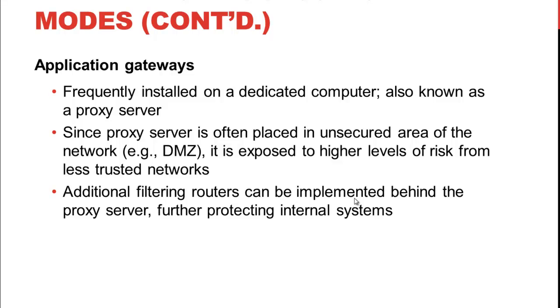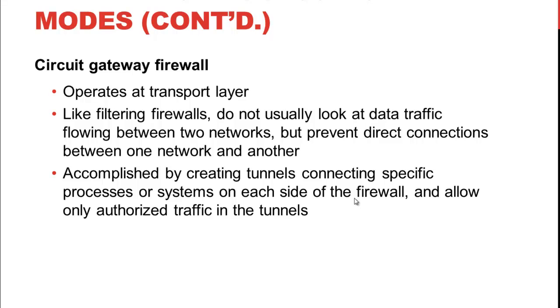You typically see this in organizations when they want to provide web access to their internal clients, and rather than having all the internal IP addresses bouncing out to the internet, they'll use some sort of proxy or application gateway as a buffer between the internal IP address and the internet. Additional filter routers can be implemented behind the server, which again limits access to more secure internal systems and provides additional protections of the internal system as well.